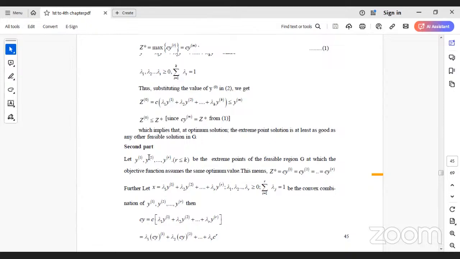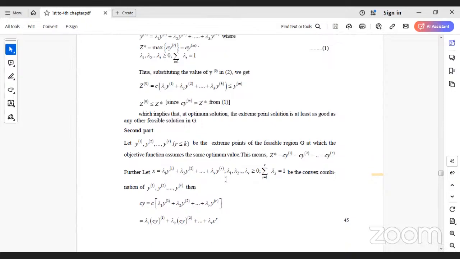What is the second part we are taking here? That y^1, y^2 up to y^r, with r less than or equal to k, are extreme points of the feasible region at which the objective function assumes the same optimum value. That is, c y^1, c y^2 and c y^r are equal.